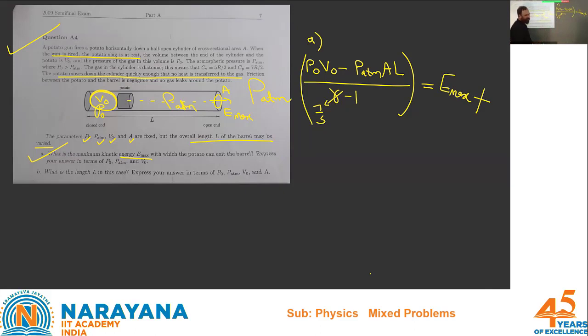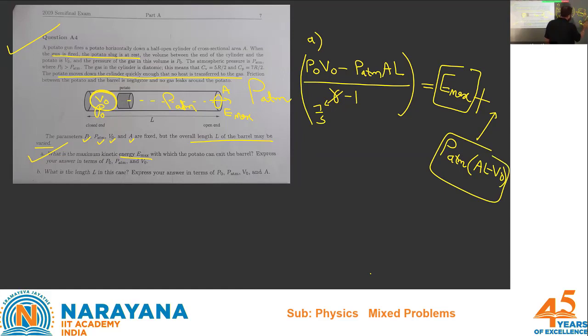As this gas is expanding the potato, some work has been done against the atmosphere also, and that work has been absorbed by the atmosphere. So that term should be P atm into the volume change. So AL minus V naught, that term is AL minus V naught. So E max is there and this term is there. So on the RHS, I have got these two terms.